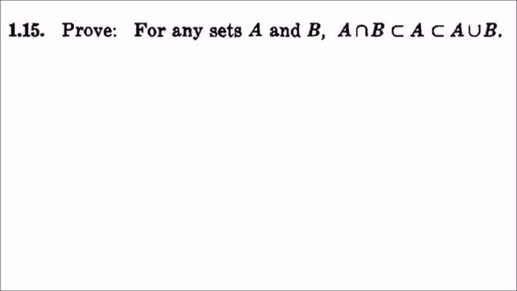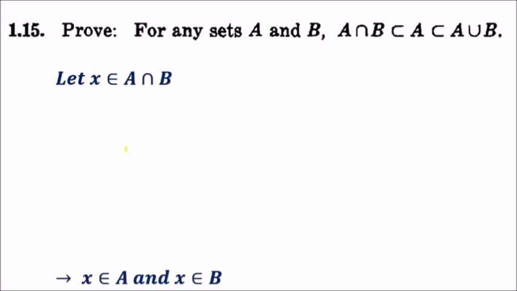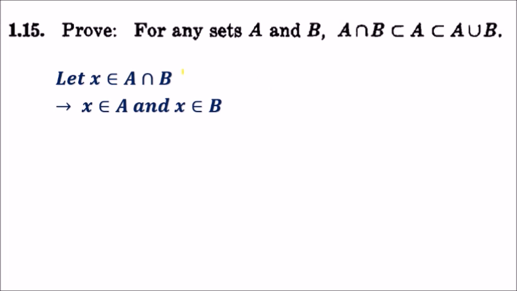1.15, prove that for any sets A and B, A intersection B is a subset of A and A is a subset of A union B. So let's prove this. Start by letting X be an element of A intersection B. When X is an element of A intersection B, it means X is an element of A and also X is an element of B. In particular, X is an element of A, so we can also say that A intersection B is a subset of A, because X is also in A.